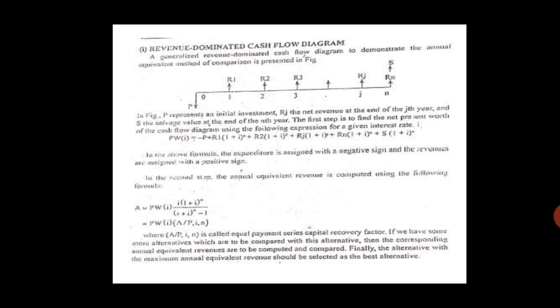In the above formula, the expenditure is assigned a negative sign and the revenues are assigned a positive sign. So whatever outflows or expenditures there are, they are negative, and whatever inflows or revenues there are, they are assigned as positive.